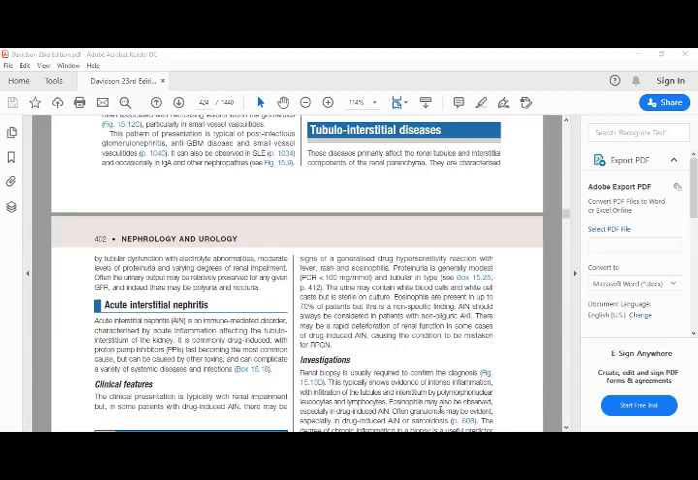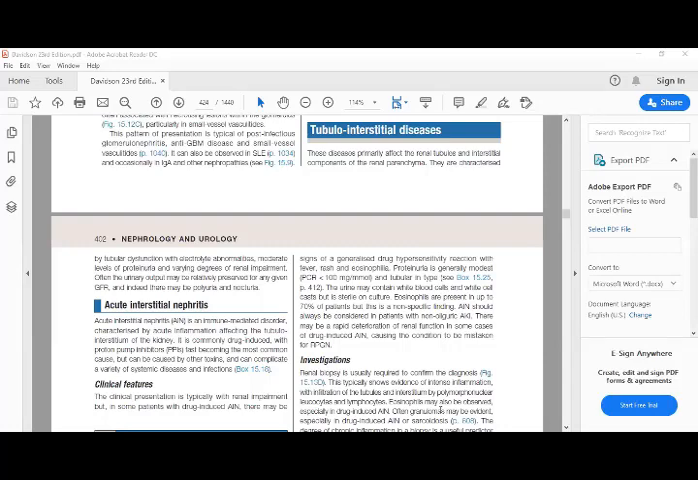The topic for discussion today is tubulointerstitial diseases of the kidney. These diseases primarily affect the renal tubules and interstitial components of renal parenchyma. They are characterized by tubular dysfunction with electrolyte abnormalities, moderate levels of proteinuria, and varying degrees of renal impairment. Often the urinary output may be relatively preserved for any given GFR, and indeed there may be polyuria and nocturia.